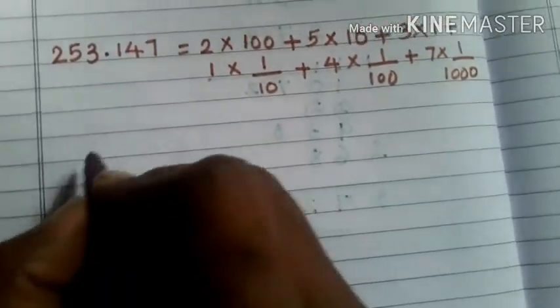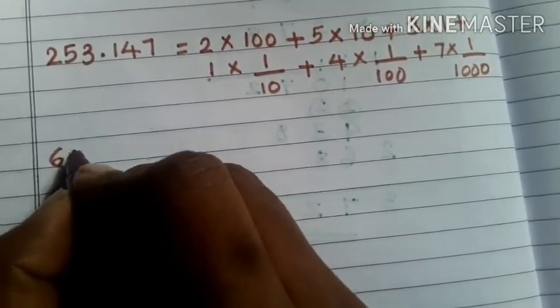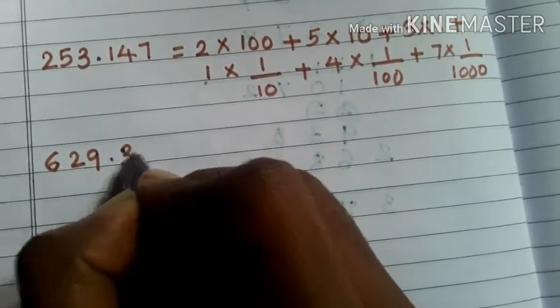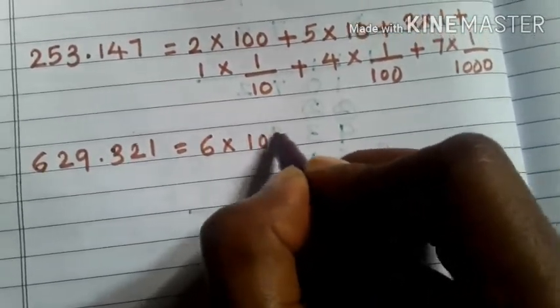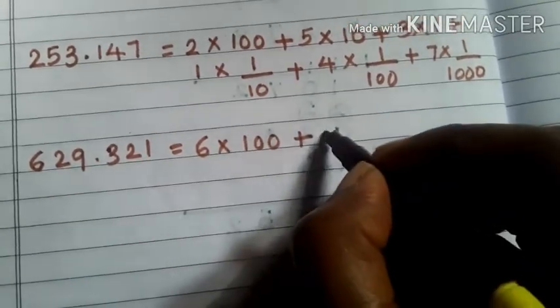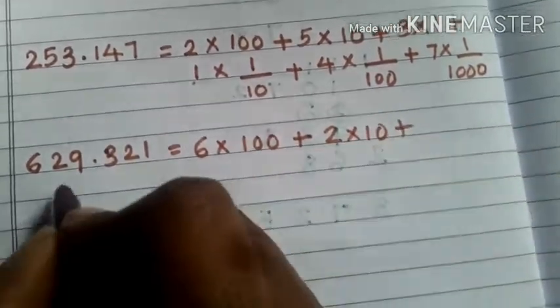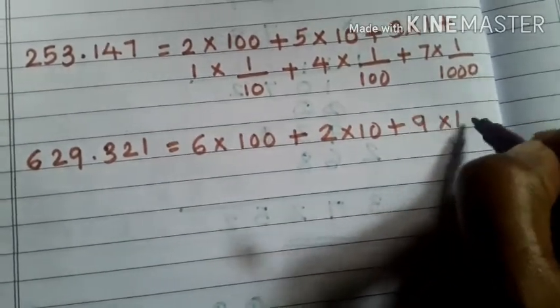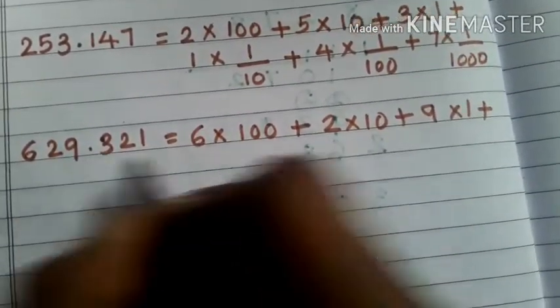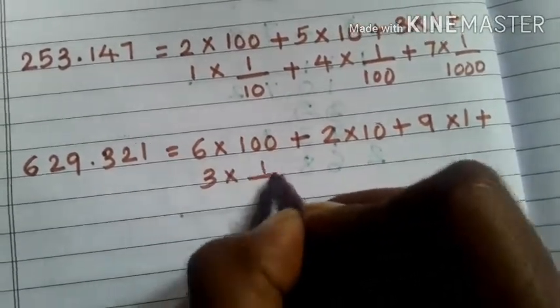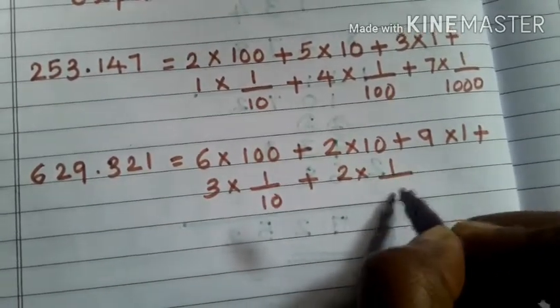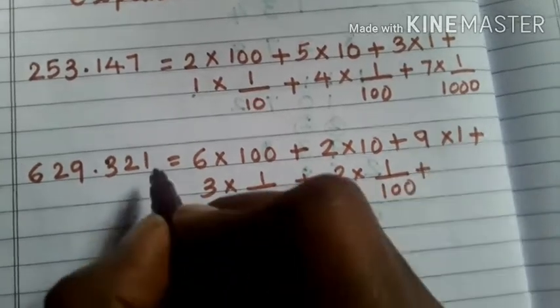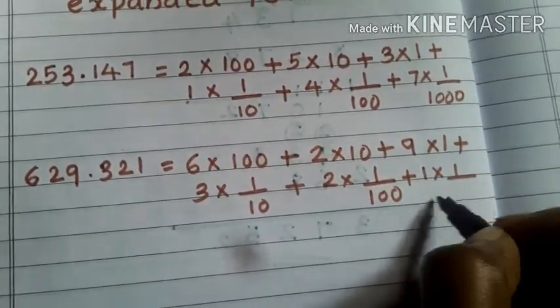Then we consider another example, 629.321. How to write this expanded form? 6 into 100 plus 2 in tens place, 2 into 10 plus 9 in ones place, then plus 3 in which place? 1 by 10, and 2 in 1 by 100, then the last one, 1 in 1 by 1000.